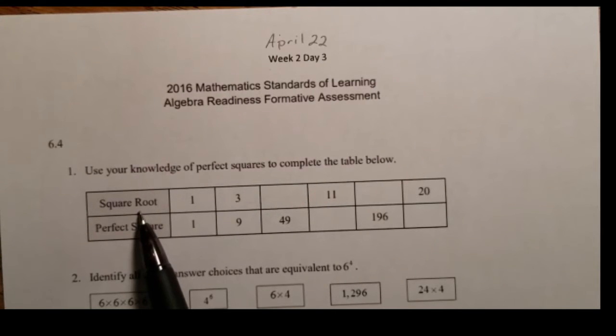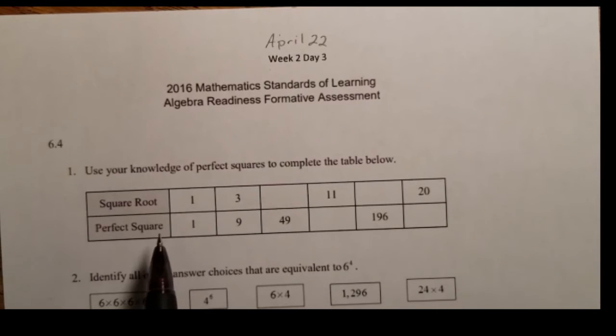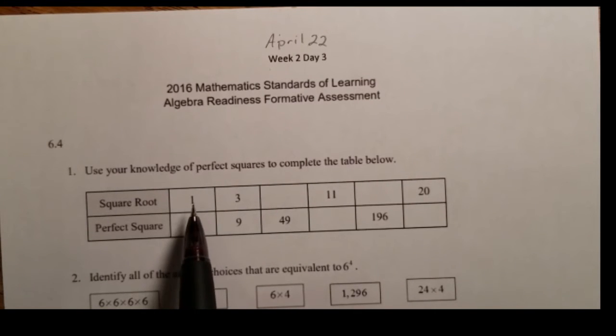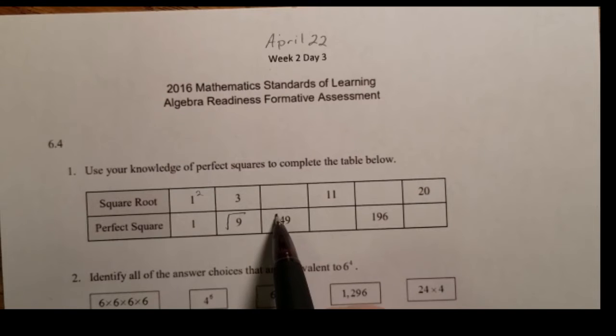So up here we have a square root of 1, which is a perfect square of 1. We know that if it's a perfect square, the square root of 1 squared, or 1 times 1, equals 1. Reverse of that, if we want to find the square root of 9, we're going to get 3, because 3 times 3 is 9. Over here, we're going to do the square root of 49. That's going to be 7 times 7 is 49. So our square root is 7.